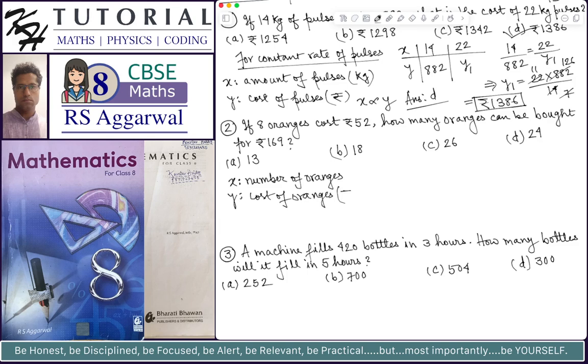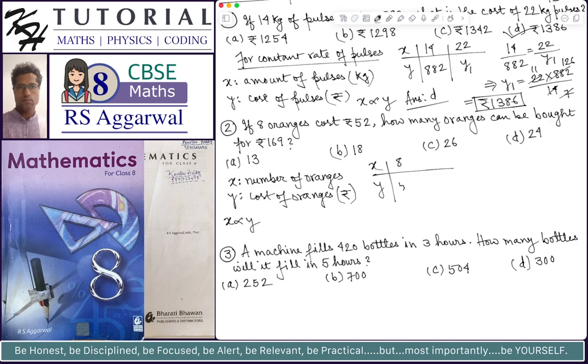in rupees, then we can say that X will vary directly with Y when the cost of one orange is kept constant. That is, the cost of one orange is not changing, it is kept constant. Then we can say that the number of oranges is directly proportional to the cost of oranges. So now we can create the table of the quantity X and Y. It is given that 8 oranges cost rupees 52.